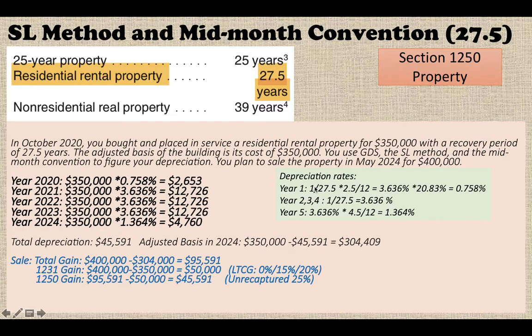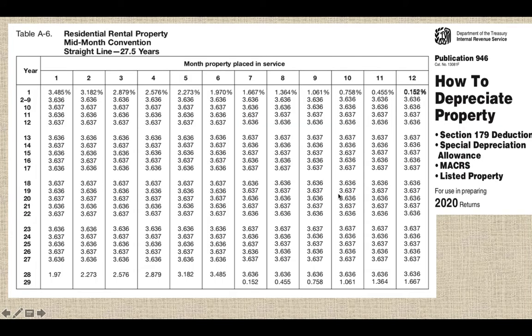This one comes from 1 divided by 27.5. So if you don't want to calculate the rate yourself, you can use this table. You can simply say, I bought in October, then the first year rate is 0.75%, and the second year to 9 is 3.63%. That's how you use the table from the IRS website.